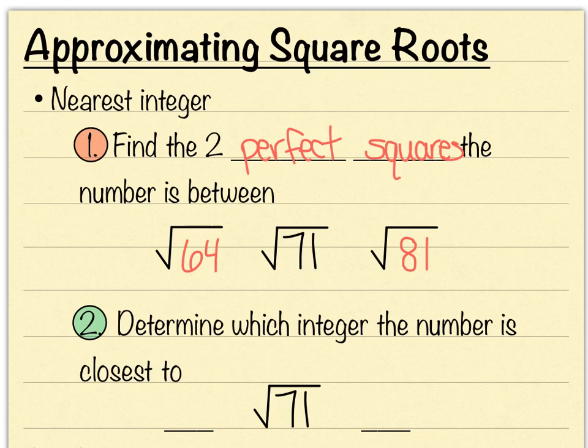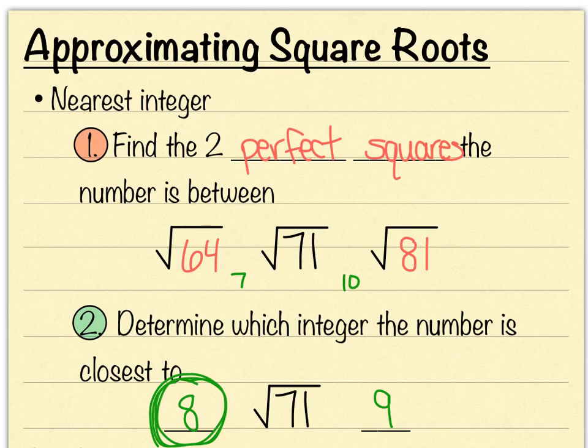So the square root of 64 is 8, and the square root of 81 is 9. And so we can see which one it's closer to. 71 is 10 units away from 81, but only 7 units away from 64. So it's going to be closer to 8 as our answer.